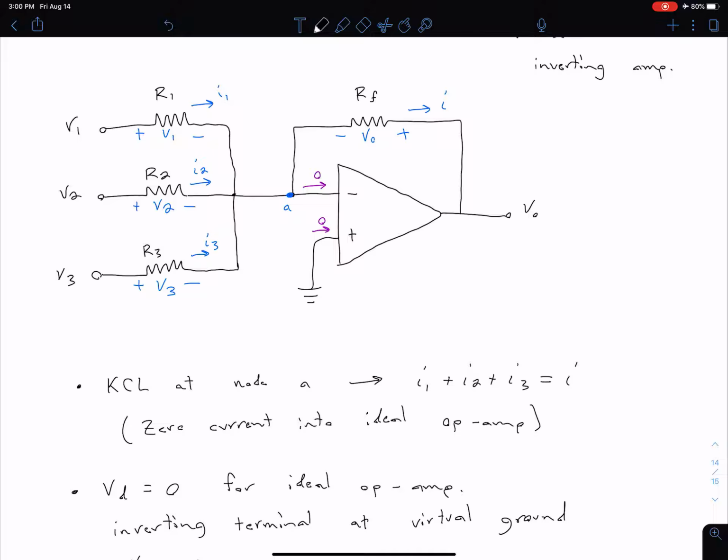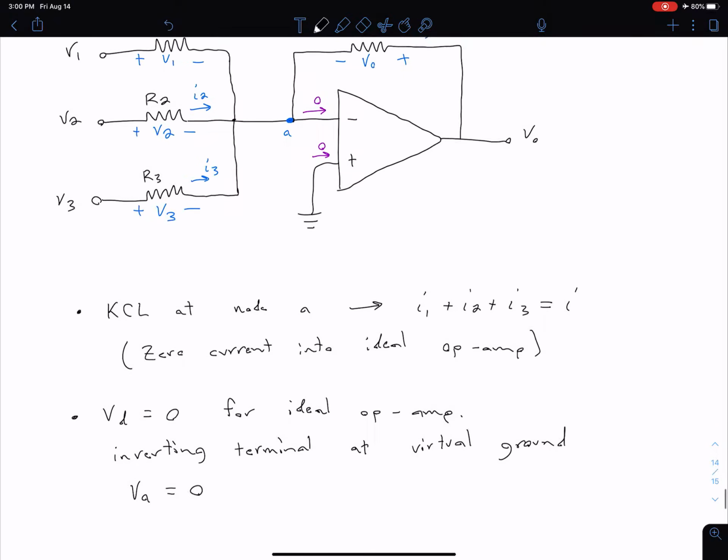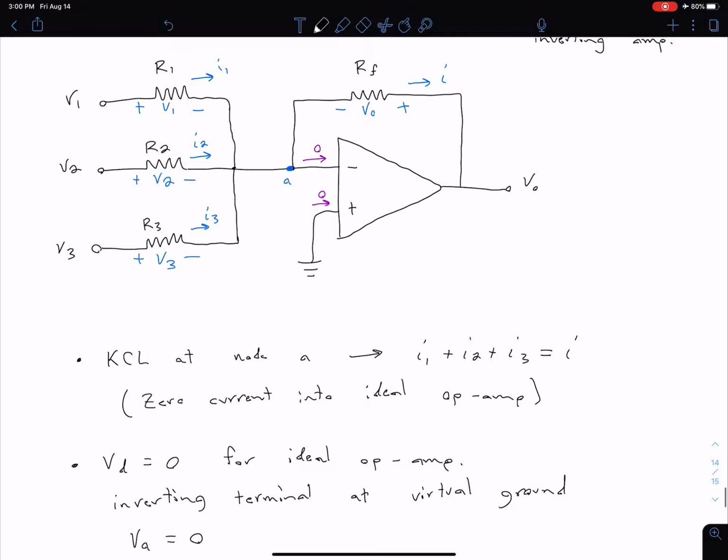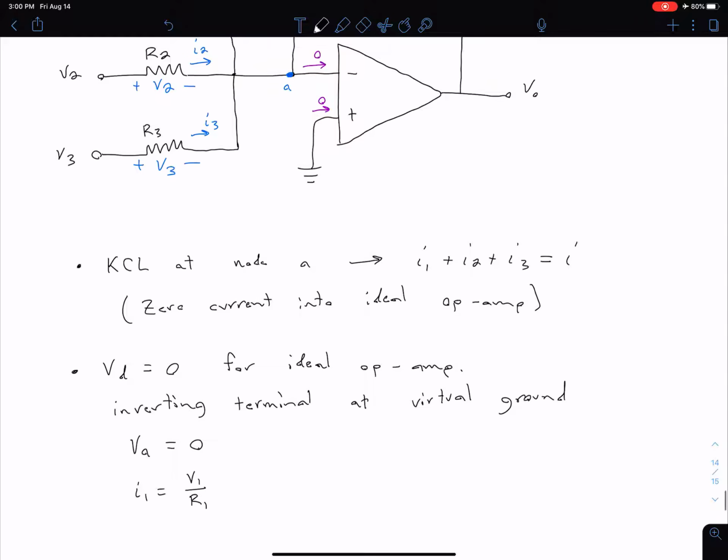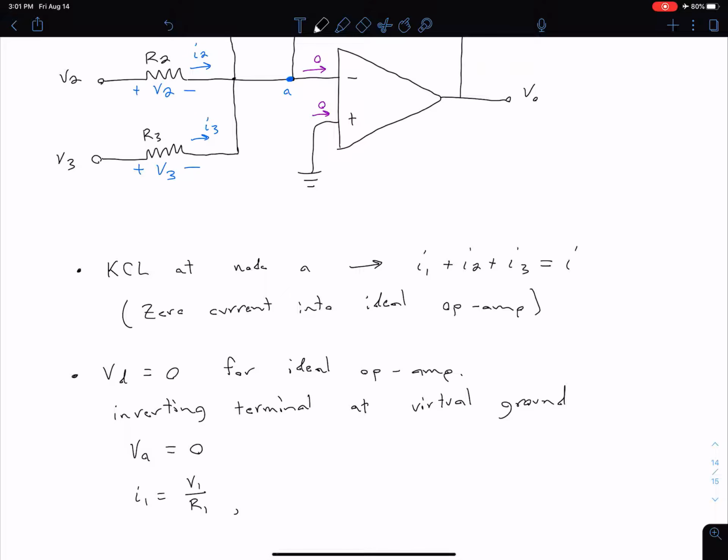Now what we can do is use Ohm's law to get each of those currents in terms of the voltages. For instance, our I1 is just going to be V1 over R1. So I1 equals V1 over R1. Similarly, our I2 is just going to be V2 over R2.